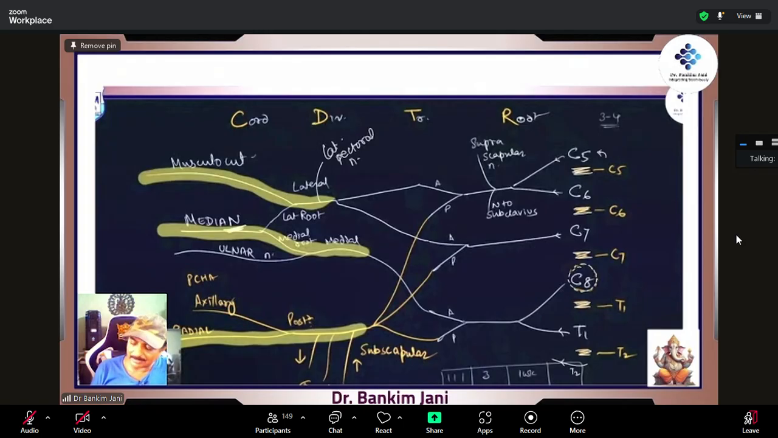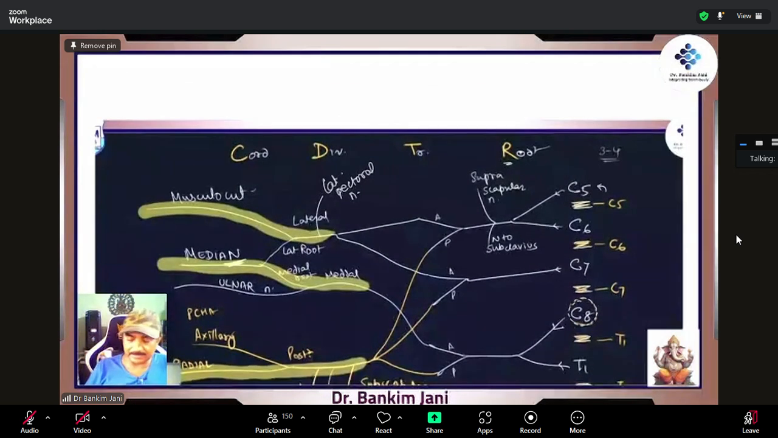So what about the one who is nowhere? Gracefully we say you are C8, right? So this is the C8. C5, C6 join together, C7 is direct, C8, T1. This is the root, right? They form the trunk. So this is the upper trunk, middle trunk, and the lower trunk. They divide into divisions: anterior, posterior, anterior, posterior, anterior, posterior, right?